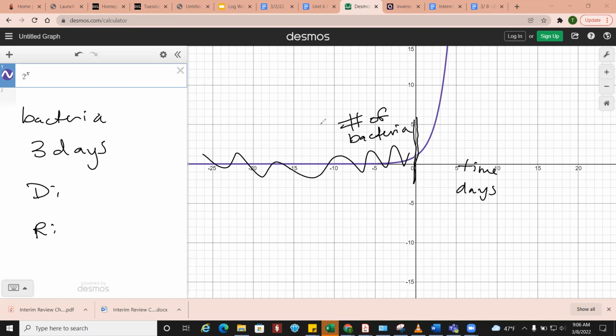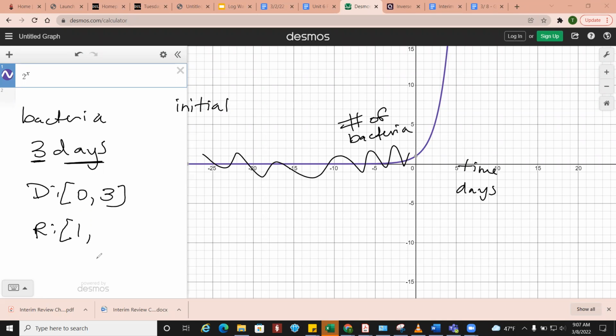So what's my initial bacteria? 1. So that's going to be my range, my lowest y value. For domain, what's my farthest left x value? 0. And what's my farthest right x value? Don't say infinity. Not 5. Remember how I told you this goes over for 3 days? So it's going to be from 0 to 3.